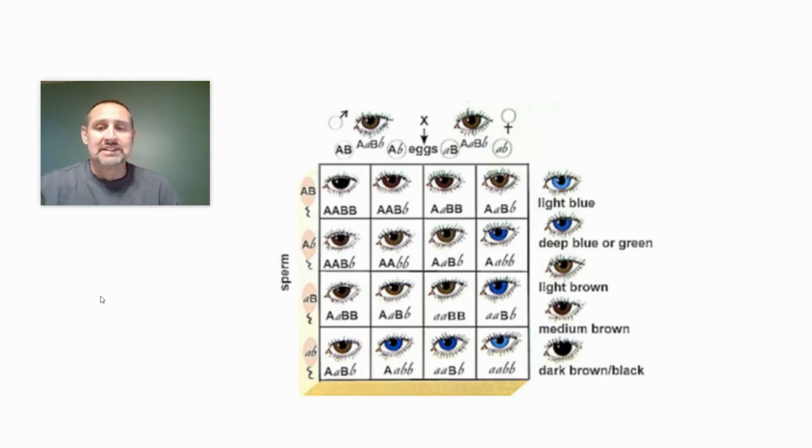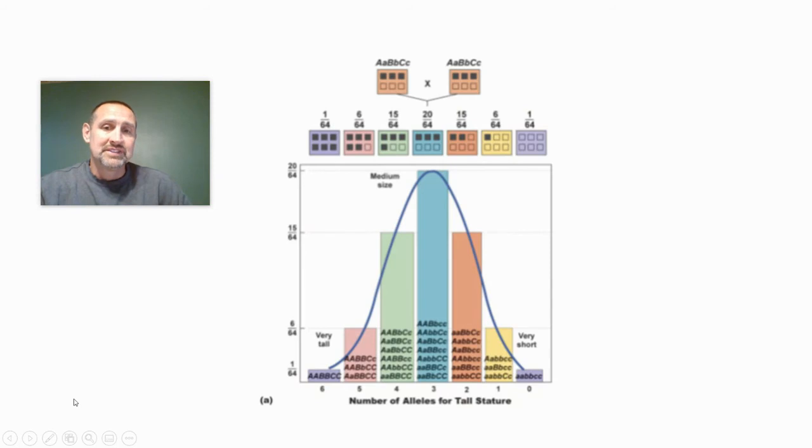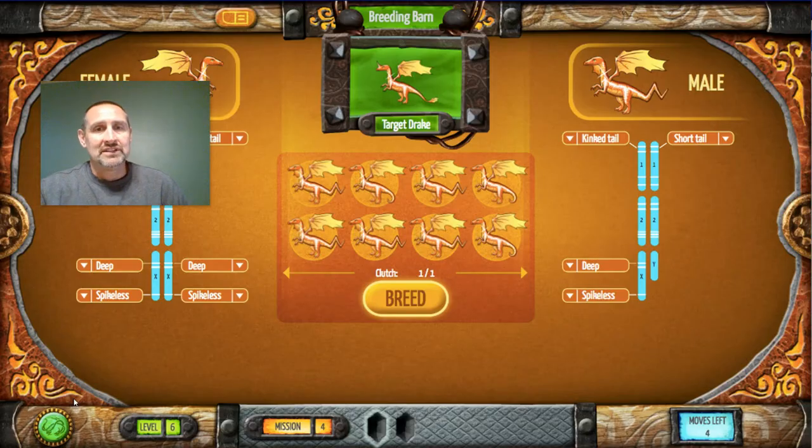Polyallelic or polygenic traits are common for eye color, skin color, hair color, and height. Those are all examples in humans. Here's an example for height. Notice, again, I've got A, B, B, C makes the person very tall. All lowercase makes the person very short. Most of us are a combination of tall and short, and that's just how it goes, because more than one allele controls that trait.